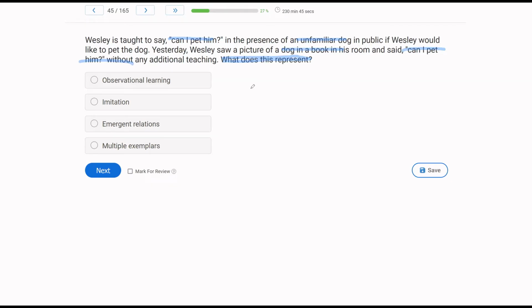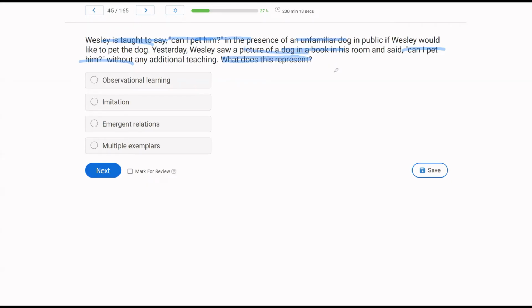With imitation, we're looking at a model, and Wesley would be imitating right away. With observational learning, Wesley would have watched somebody do something and done the same thing. Wesley was explicitly taught this particular skill and now is generalizing it. So the best answer is going to be emergent relations, because not only is he doing what he was taught, he's now creating new connections with the picture of the dog in his room.